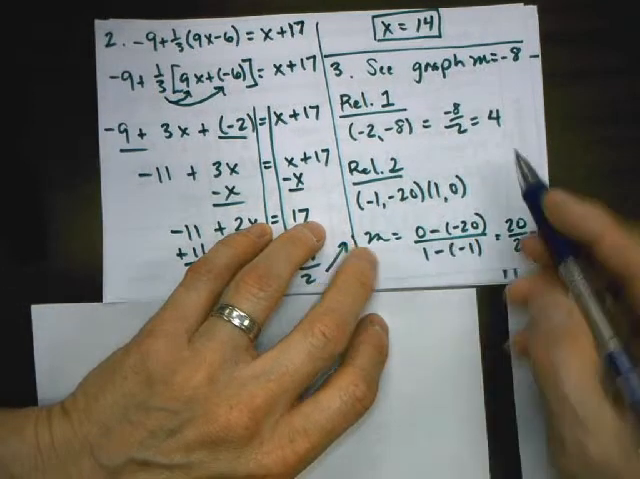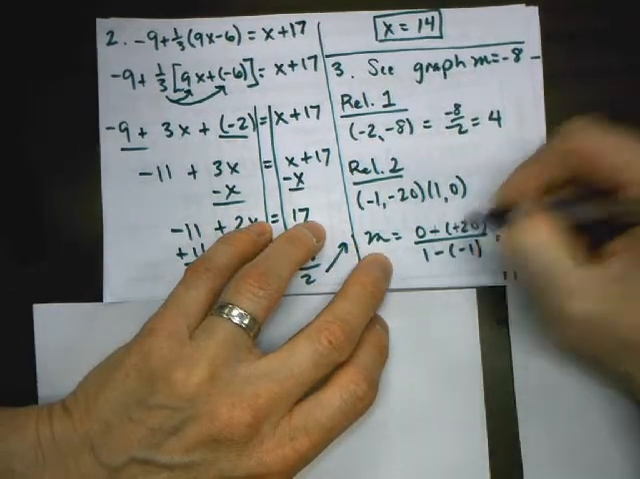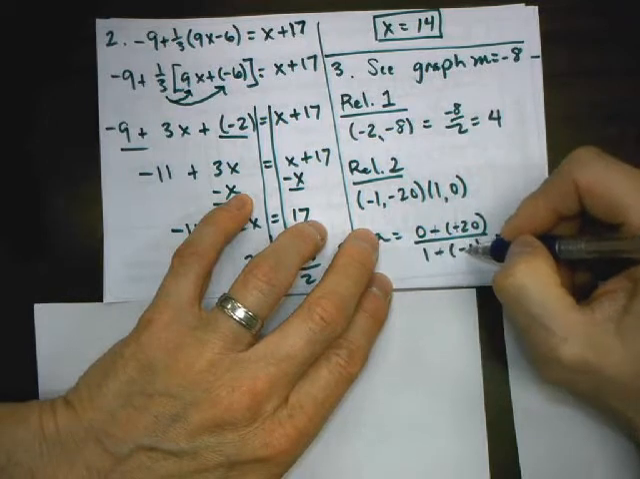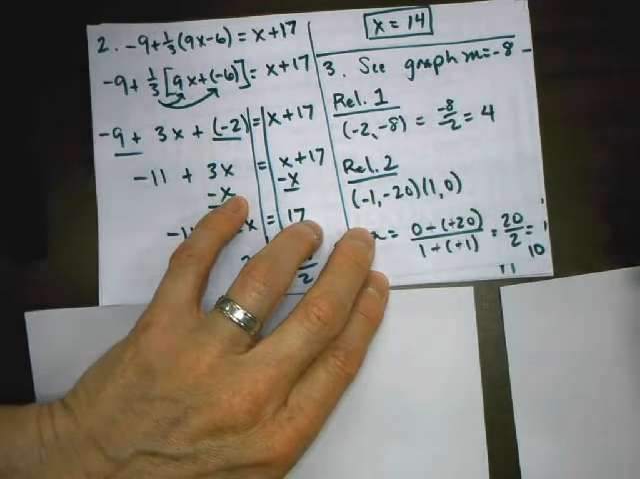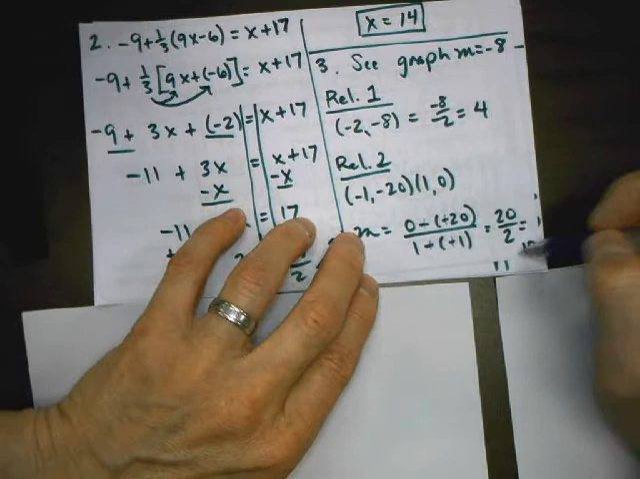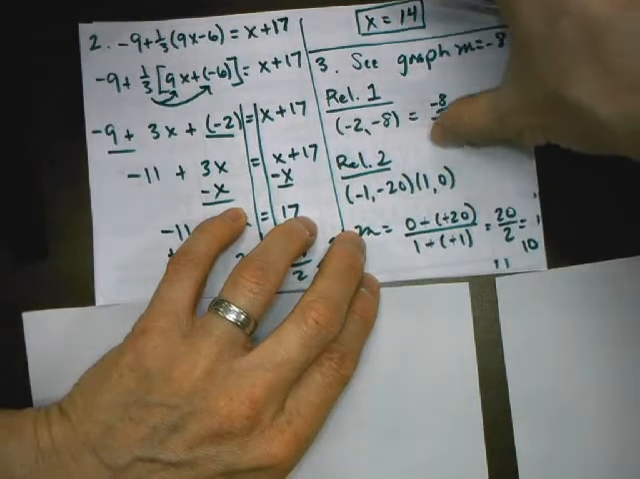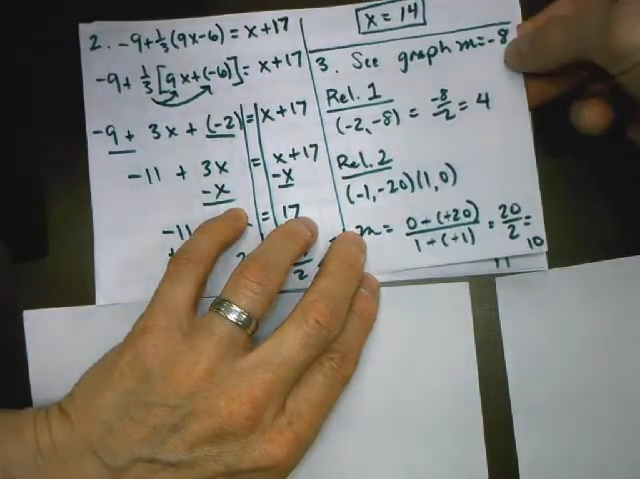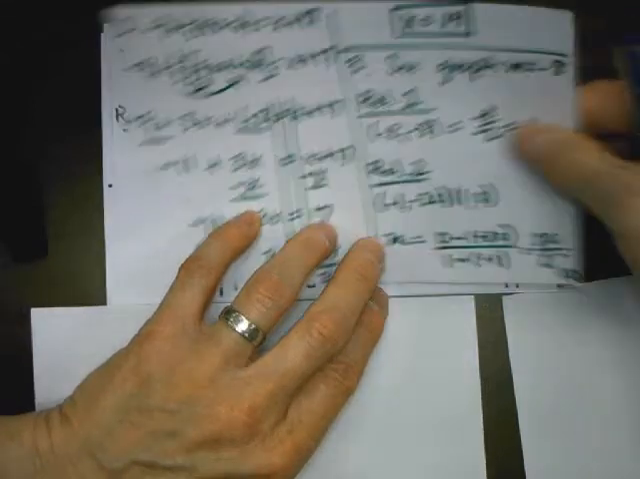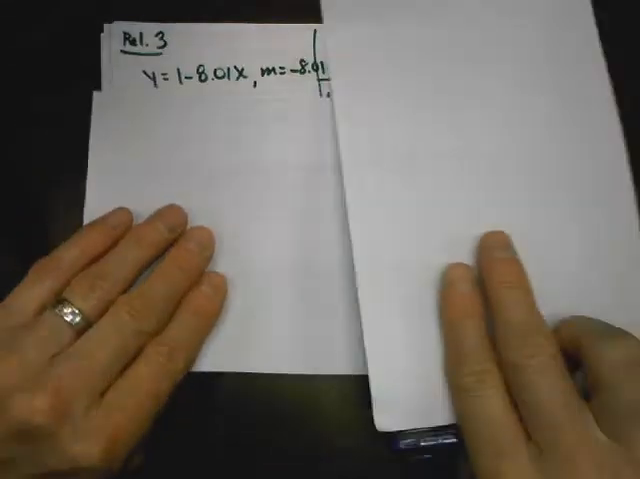I do the rule for subtraction. Draw 2 sticks here. 1, 2. And I get positive 20 on the bottom. 1, 2. Add the opposite, right? And 20 divided by 2 is 10. So relation 2 has a slope of 10, which is steeper than a slope of negative 8, because the absolute value of 10 is greater than the absolute value of negative 8.